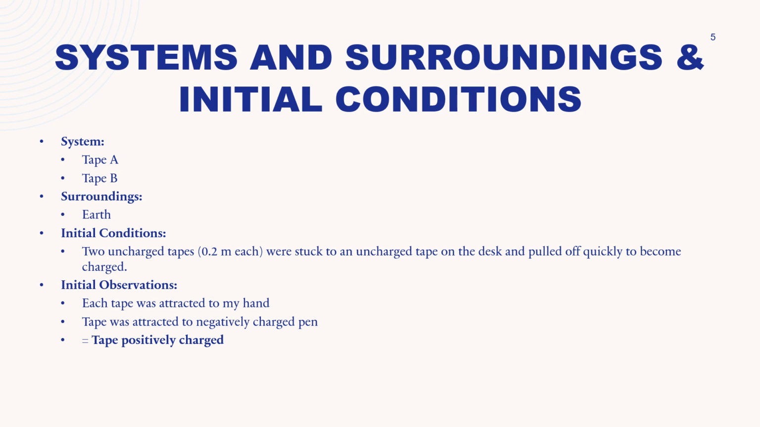Surroundings: we have tape A and tape B for the system. The surroundings is Earth, and the initial conditions were two uncharged tapes, 0.2 meters each, stuck to an uncharged tape on the desk and pulled off quickly to become charged. We observed that each tape was attracted to my hand and attracted to a negatively charged pen, so that means that the tapes were positively charged.